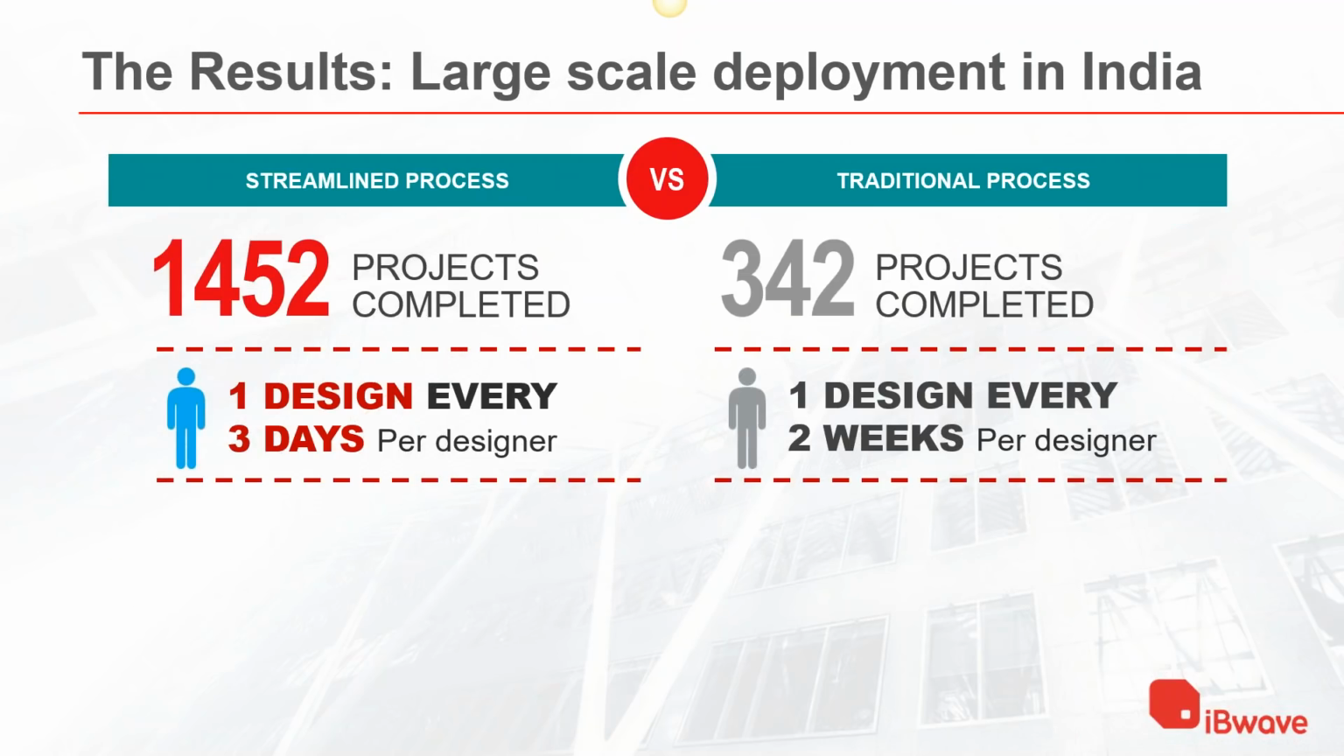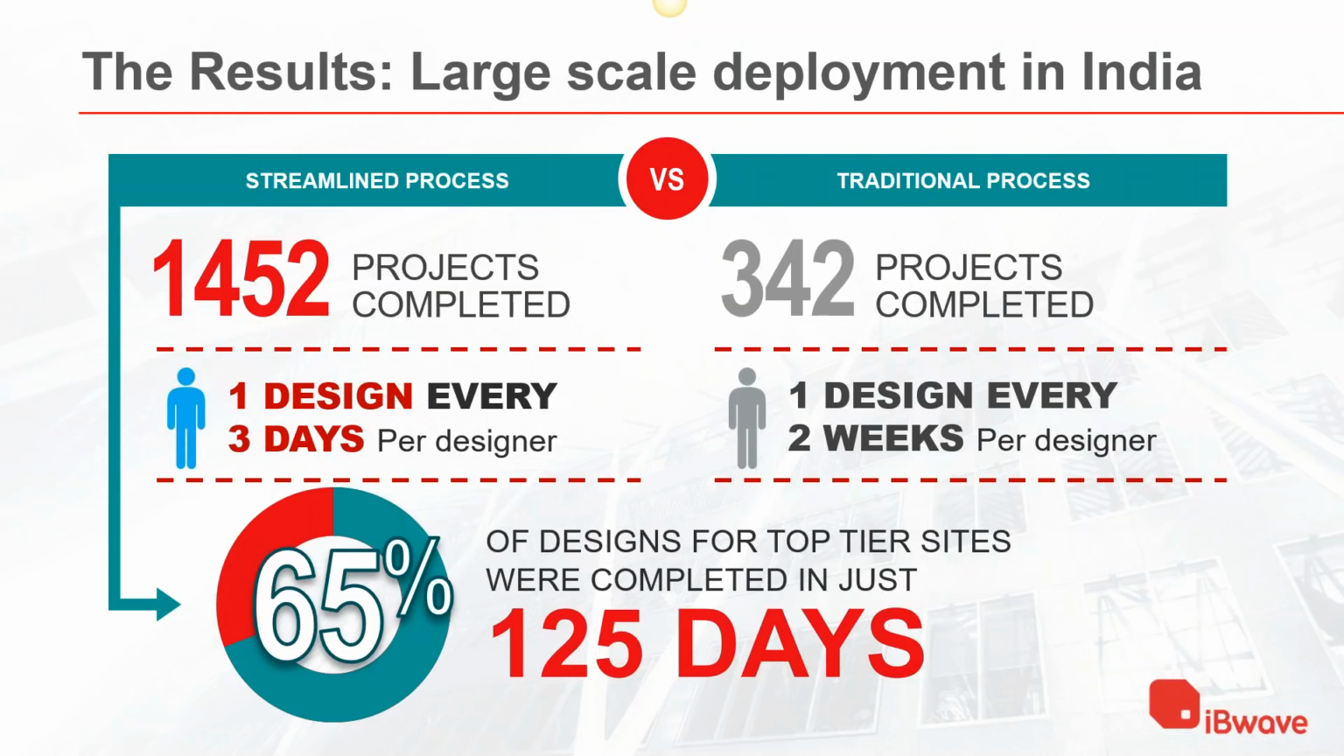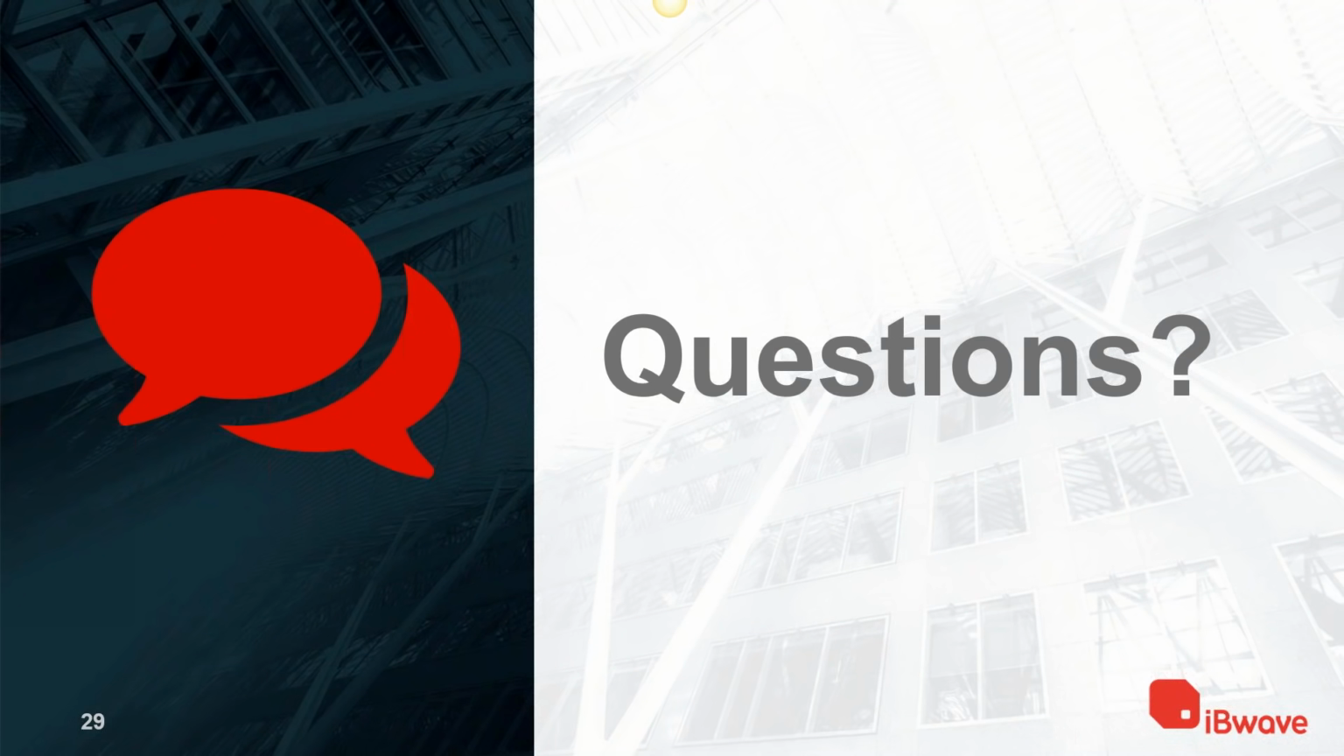And then in the end, there was a comparison between a streamlined process with those three products of iBwave versus a traditional process where you would use, let's say, an Excel spreadsheet, for example. So either one design every 3 days per designer with a streamlined process, or one design every 2 weeks when the process is not streamlined, right? So what it really means is that 65% of designs were completed in just 125 days. So that concludes my presentation, and now we are open to questions.